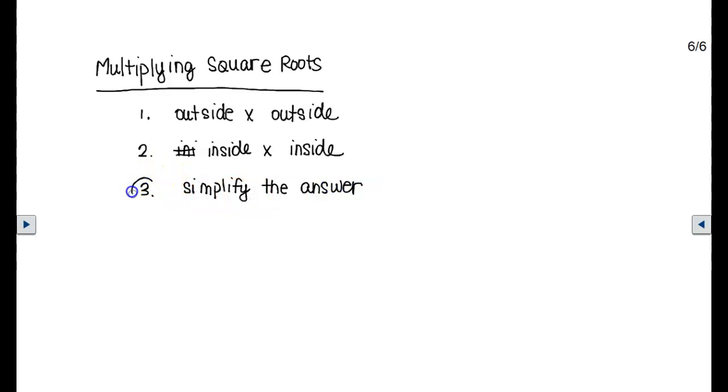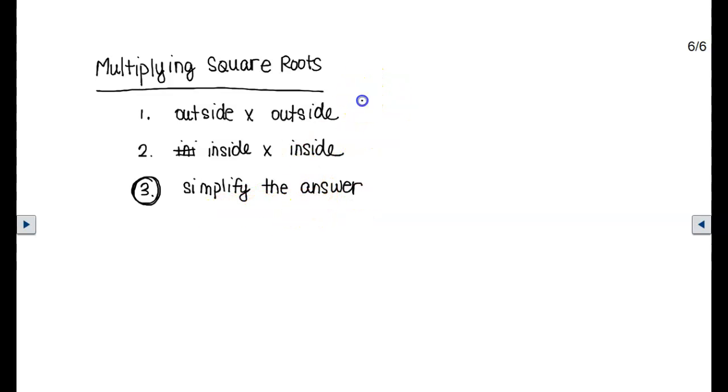Now, this last step is the one that we've been working on. You already know how to simplify your answer. So that's where you'll use your perfect squares list and split the problem up into the 2 different square roots.